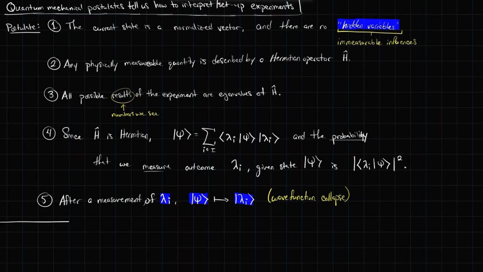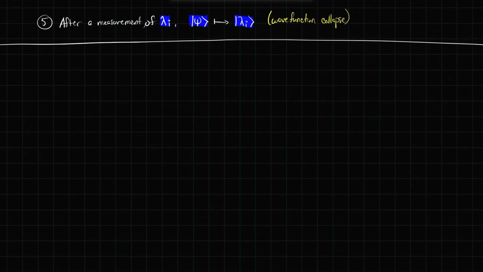Now let's see how these postulates behave with our polarization experiment. So let's just do a massive example of polarization. And in fact, we'll do polarization with Schrodinger's equation.